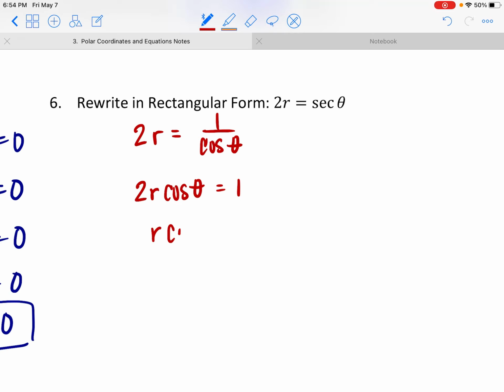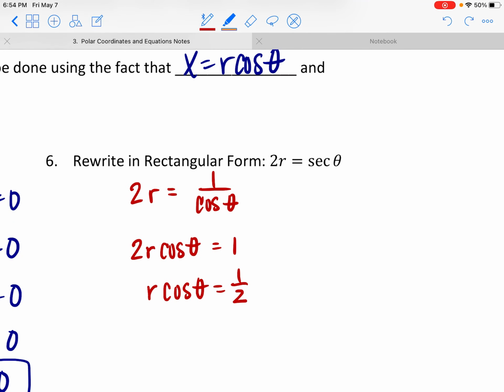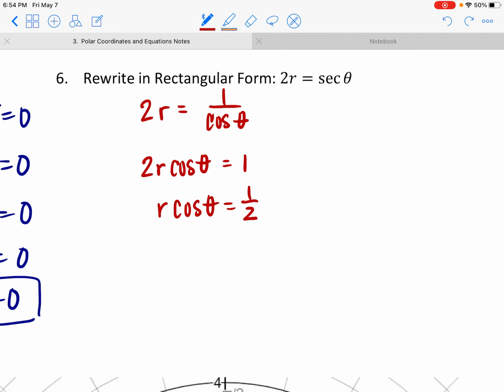So I could say r times the cosine of theta is equal to a half. The reason I would want to do that is because I know what r cosine theta is. We defined that r cosine theta is exactly x. So instead of replacing x with r cosine theta, I can now replace r cosine theta with x. So x equals 1/2 is our equation.